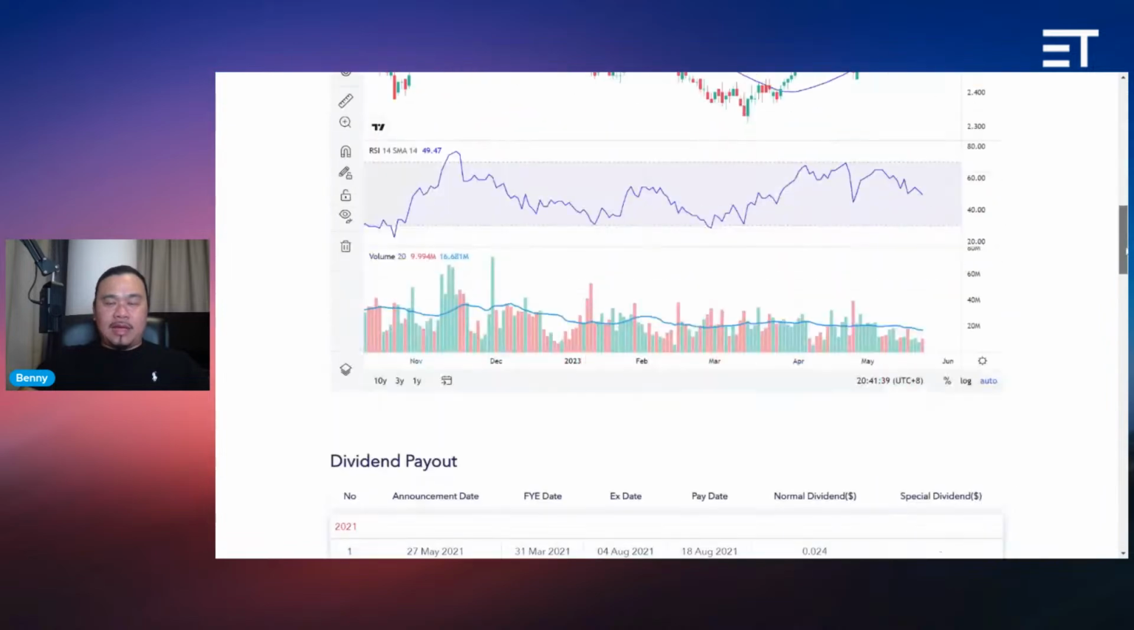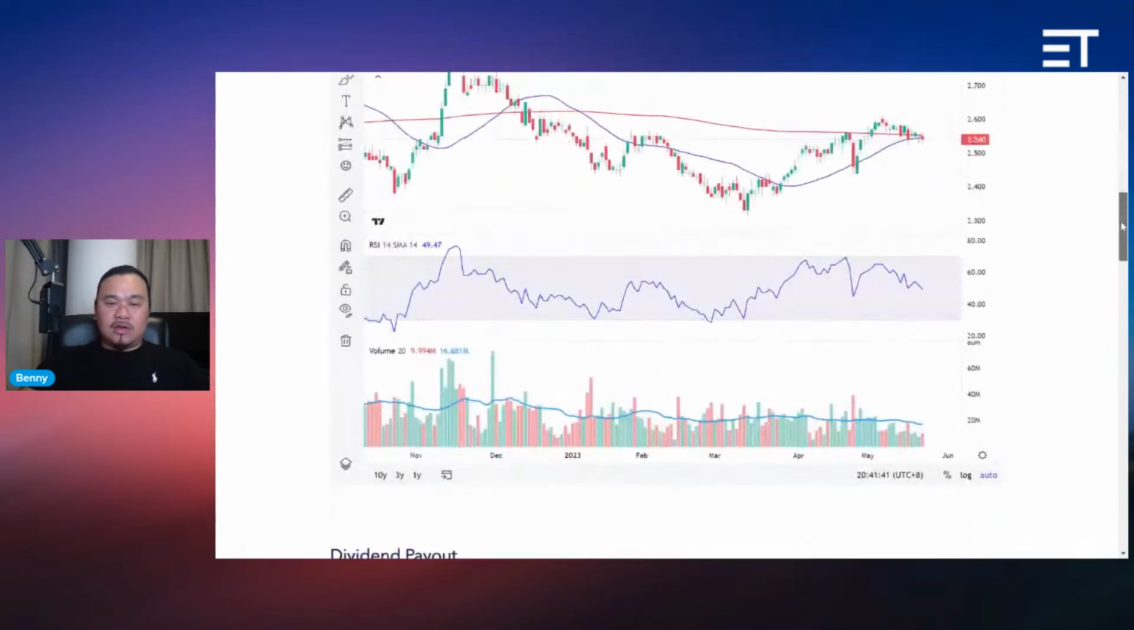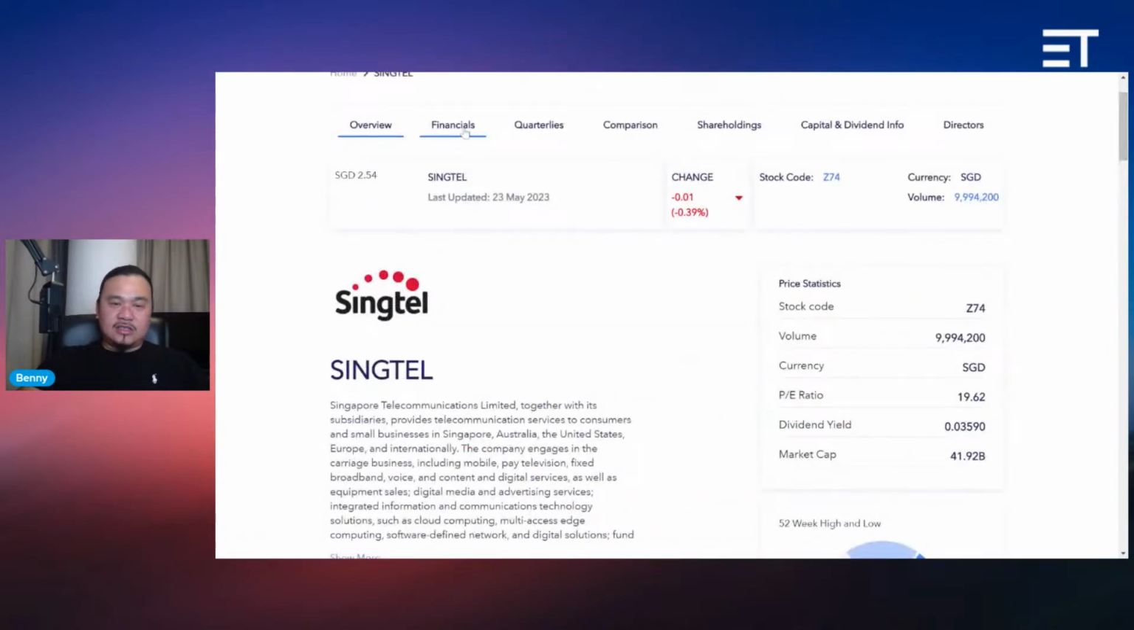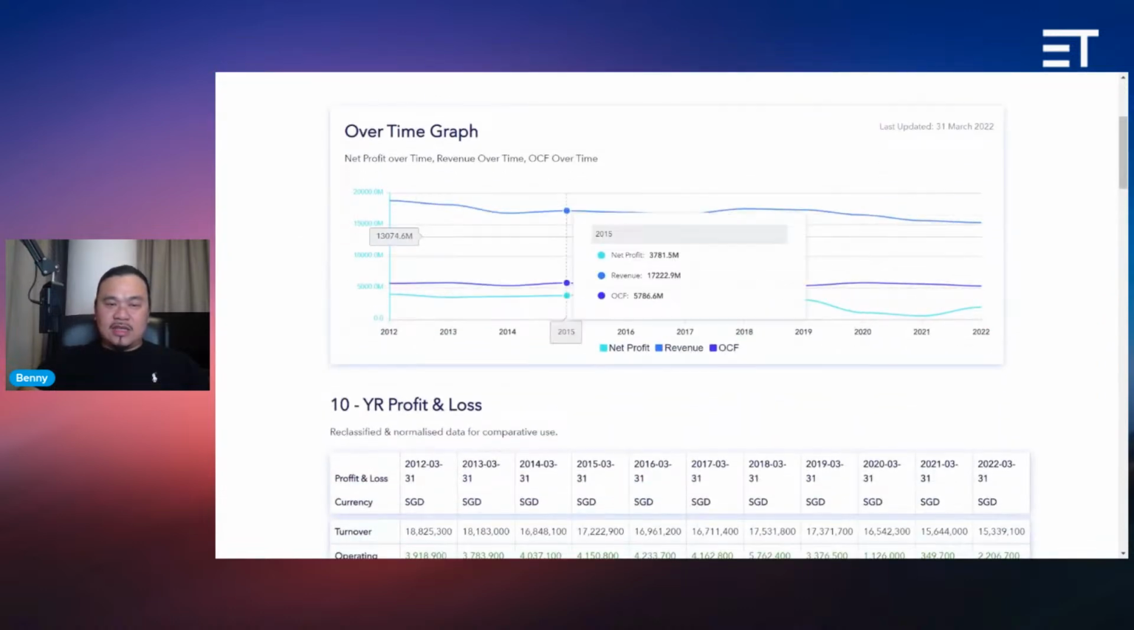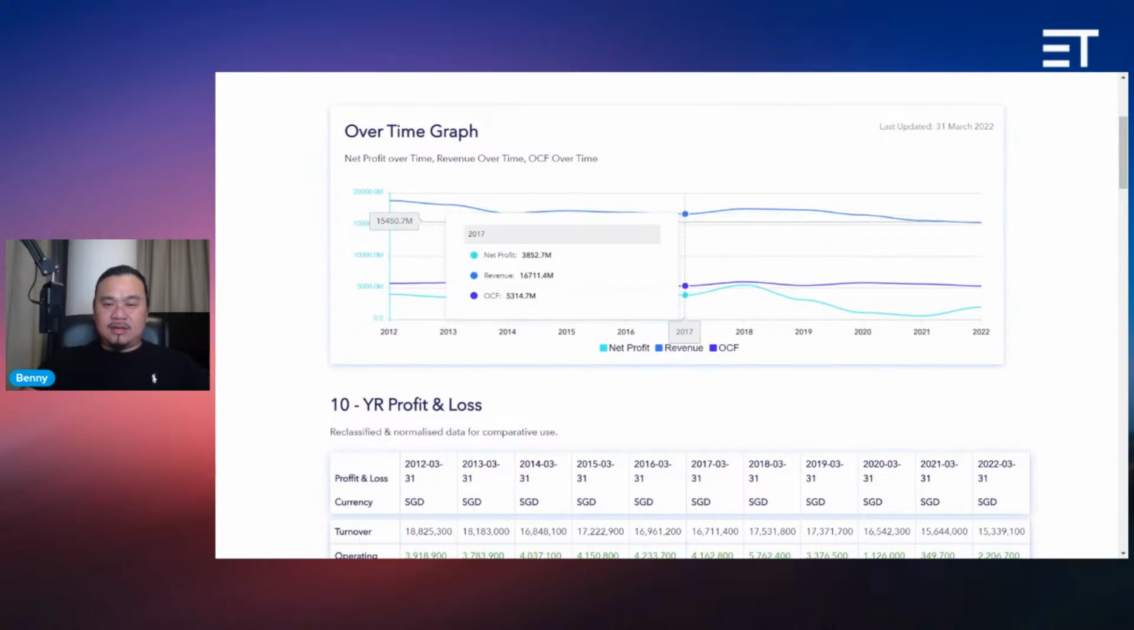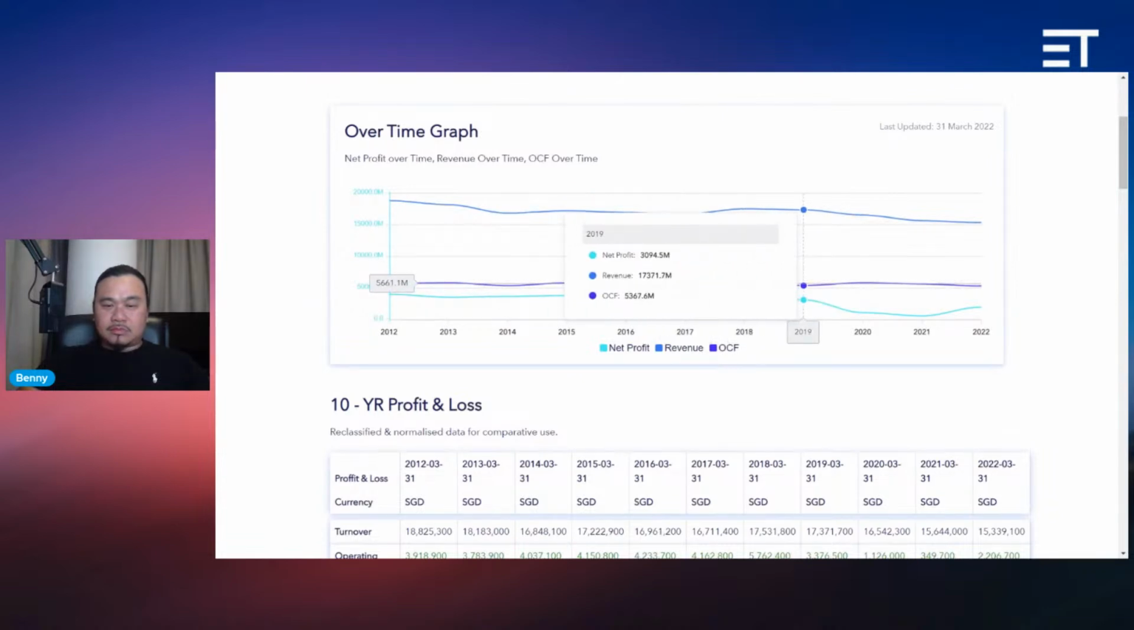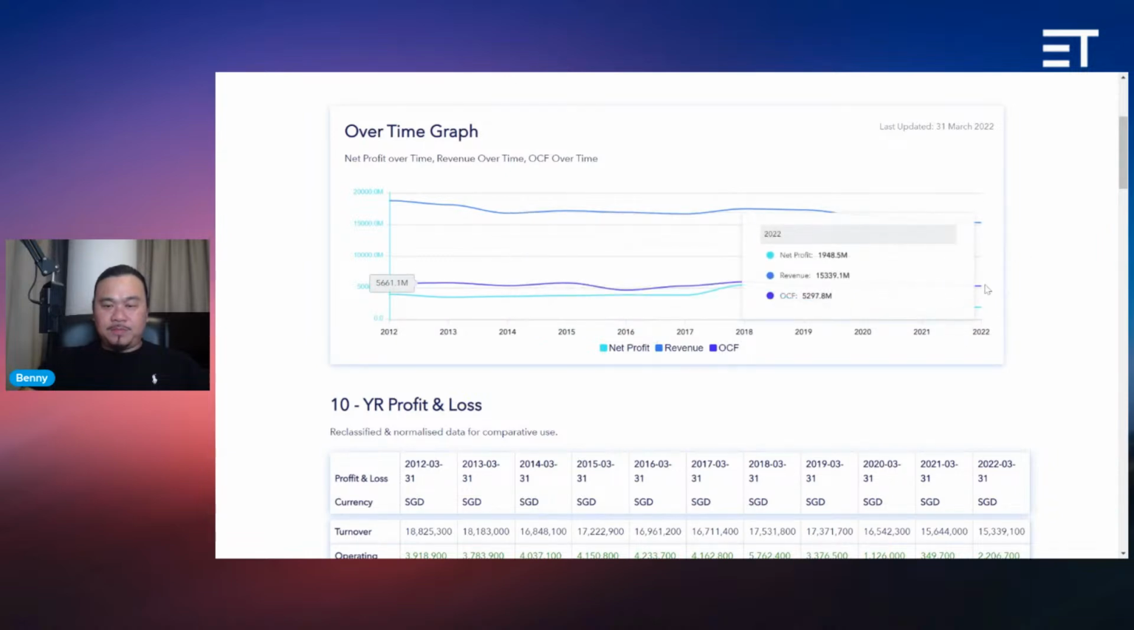And like the fundamentals as well, you can always click on the company financials to look at them in more detail. Like you see, Singtel revenue is quite consistent, but over time it has actually come down a little bit. Net profit is quite yo-yo. Profit has actually come down, if you look at the lighter blue one, right? But the operating cash flow is still quite consistent.